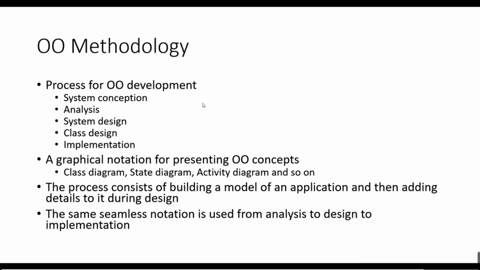So for the OO methodology, there are two parts. The first one is the process for OO development. It consists of system conception, analysis, system design, class design, and implementation. And another one is graphical notations for presenting OO concepts. It means, as we have just mentioned, we're working on the concept. But how could we work on the concept? We need some notations to help us understand these ideas. It is the class diagram, state diagram, activity diagram, and so on.